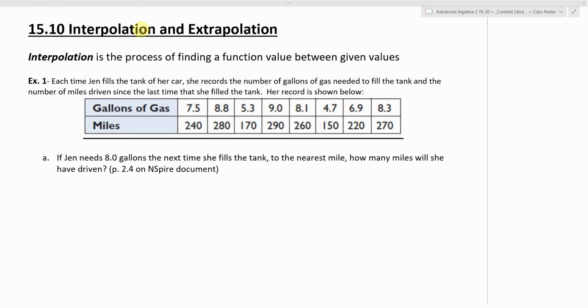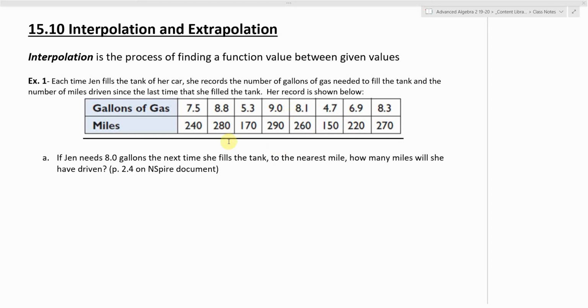And interpolation is the process of finding a function value that's between our given or known values. That is to say, in this particular example, say we see x values between 4.7 and 9. So if we pick an x value that's between those two, then we're doing interpolation. We'll see in the next problem that if we pick values outside of those known values, we're doing extrapolation.